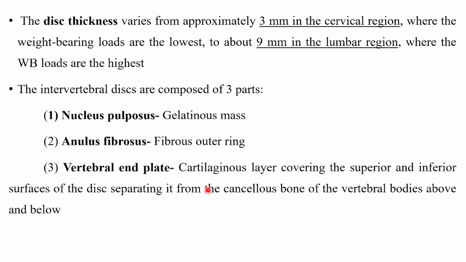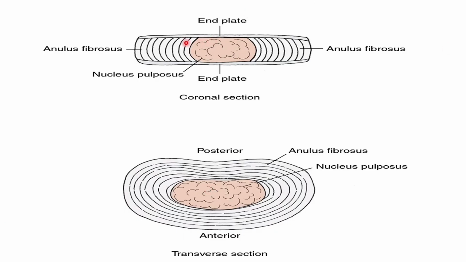bodies above and below. So this is the coronal section of the intervertebral disc, and this is the transverse section of the intervertebral disc. In this, you can see the outer annulus fibrosus, inner nucleus pulposus, and the vertebral end plate on both the upper and lower sides of the intervertebral disc. So nucleus pulposus will be in a gelatinous structure, and this will be in a thickened-like structure. That is the annulus fibrosus.